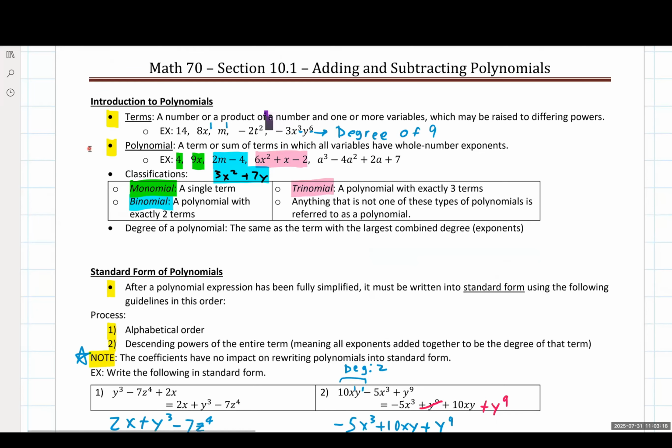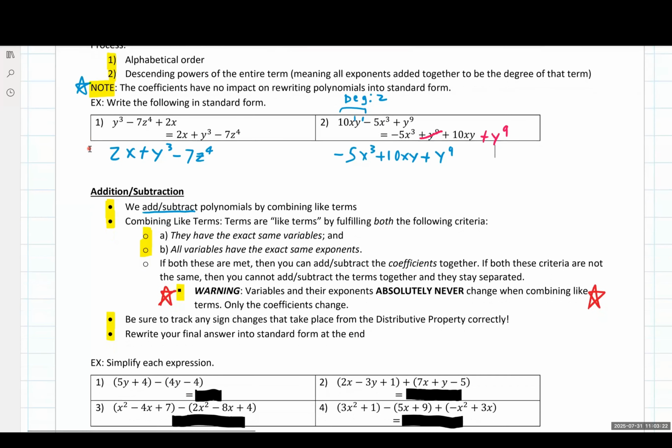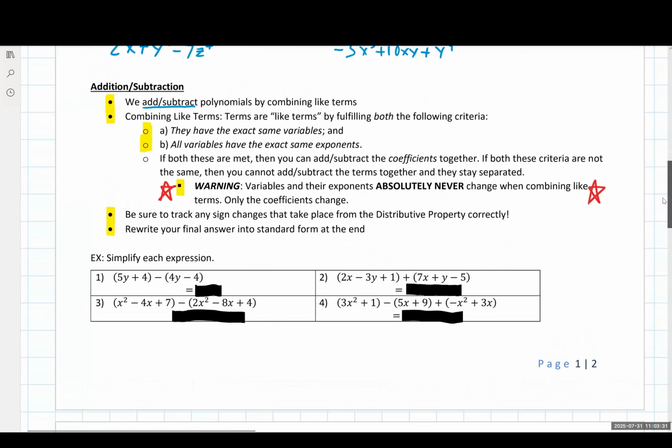So go ahead and move on to the main part of this, the real meat of this particular section. That's where we're going to actually be adding and subtracting polynomials together. I'm gonna try and position this here. Okay, perfect. So the main thing that we are going to be looking for when we are adding and subtracting polynomials together is this idea that we refer to as combining like terms.